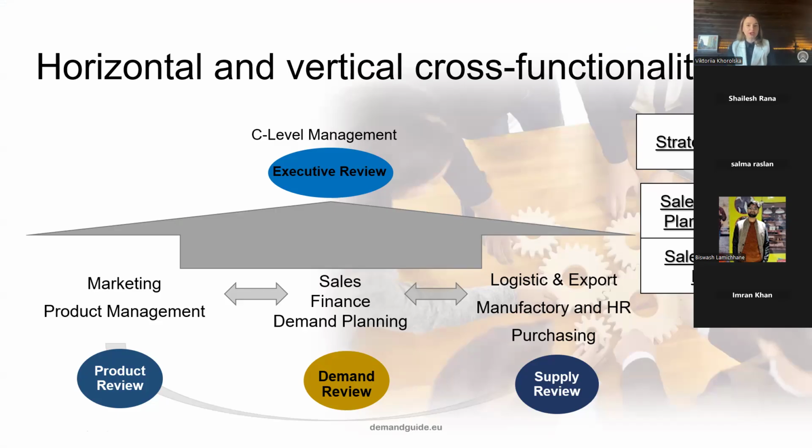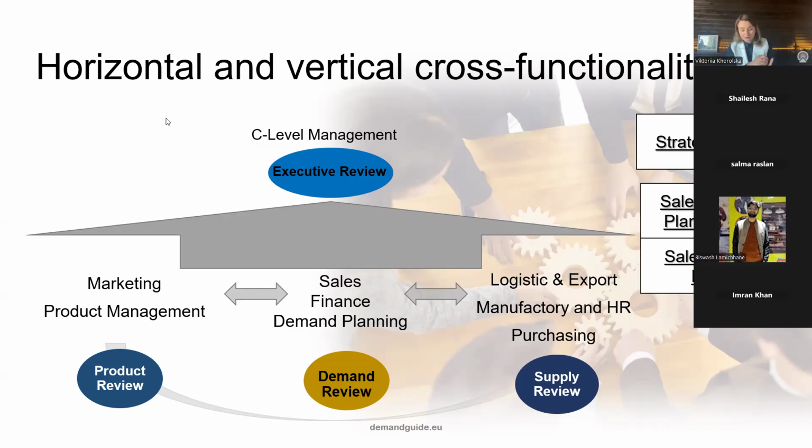Horizontal collaboration is cross-functional collaboration between different departments in your company. So it is collaboration between demand planning, sales department, finance, logistics, manufacturing, HR, because you need people, purchasing department, marketing, product management. So this is when all departments are aligned and prepared for what lies ahead.